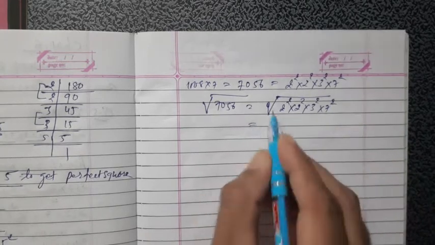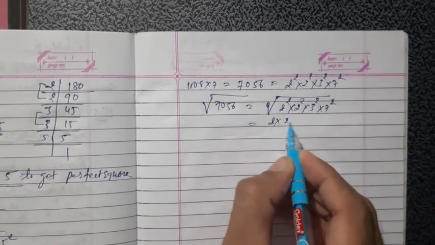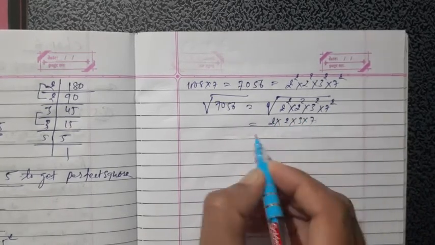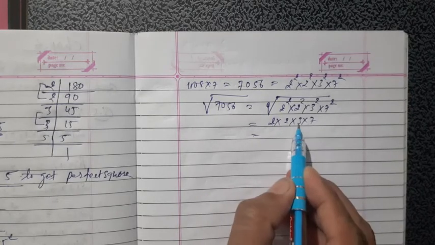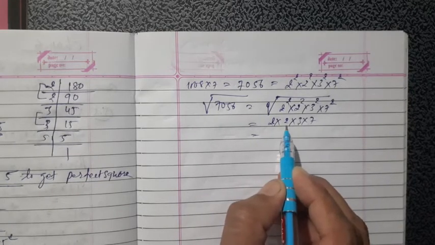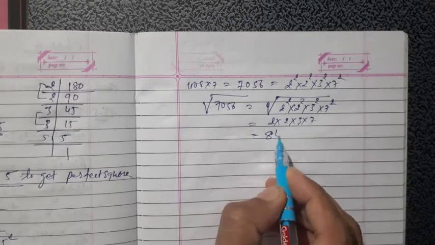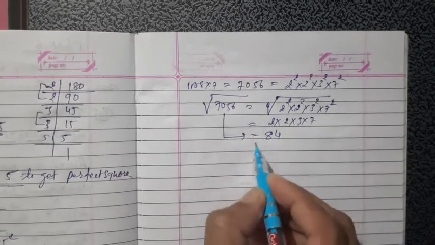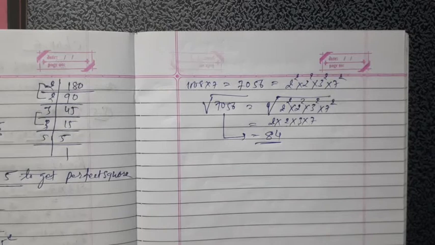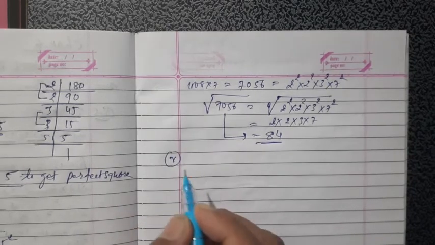Now remove square and square root: 2 into 2 into 3 into 7 equal to, 7 threes are 21, 2s are 42, 2s are 84. That's your second answer. Okay, same for the fourth one.